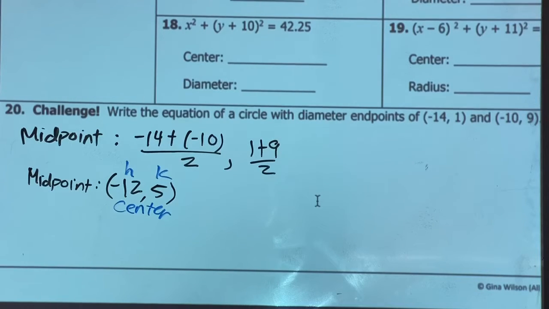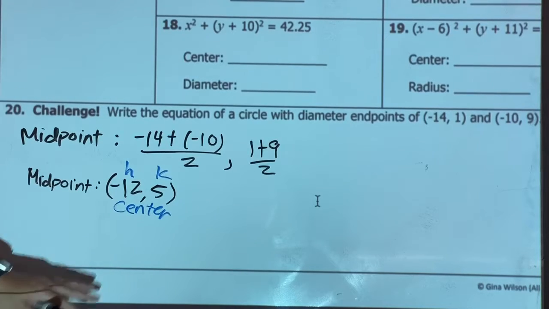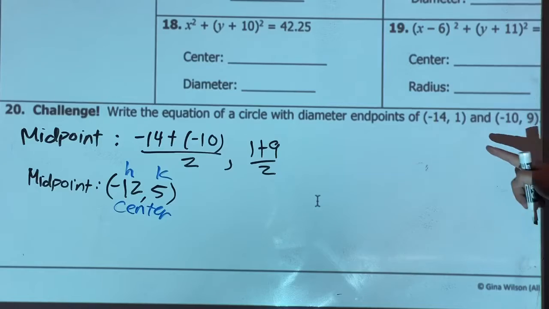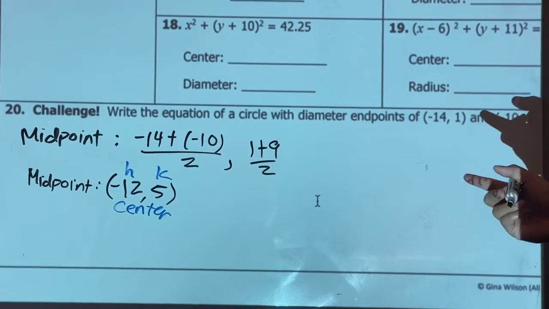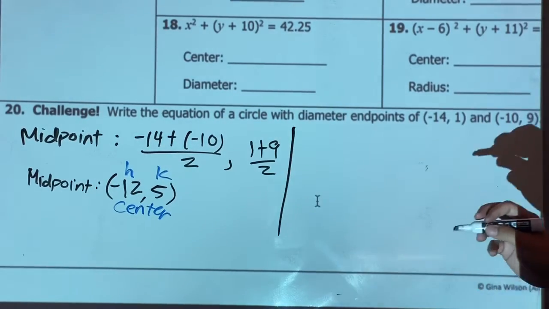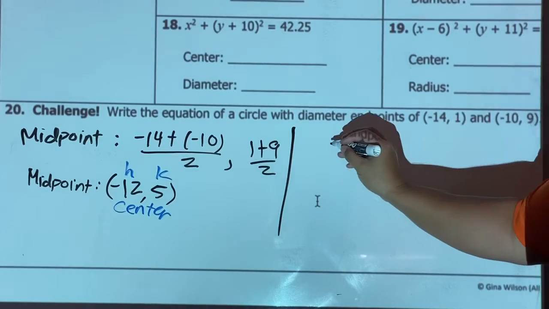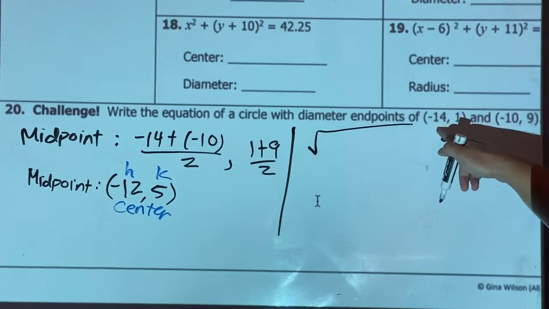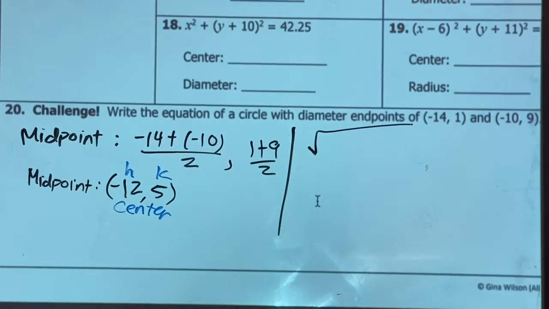again, you just want to figure out what the distance is between your center and an endpoint. So I'm going to do the distance formula for you. It doesn't matter which one you choose. I'll choose the first one, so I'll choose negative 14. I want to find the distance between negative 14, 1 and negative 12, 5.